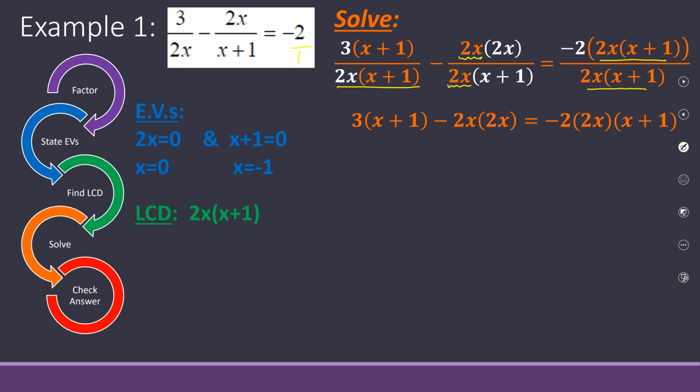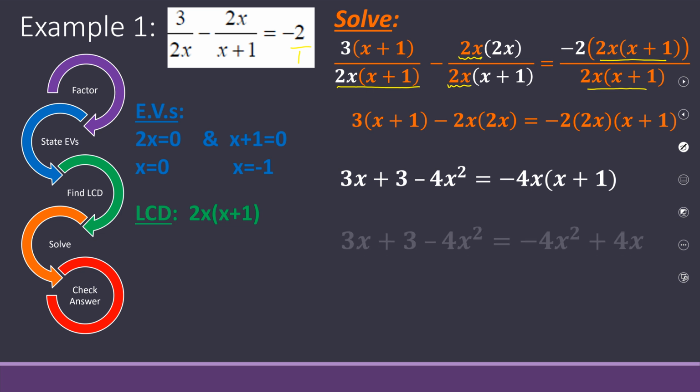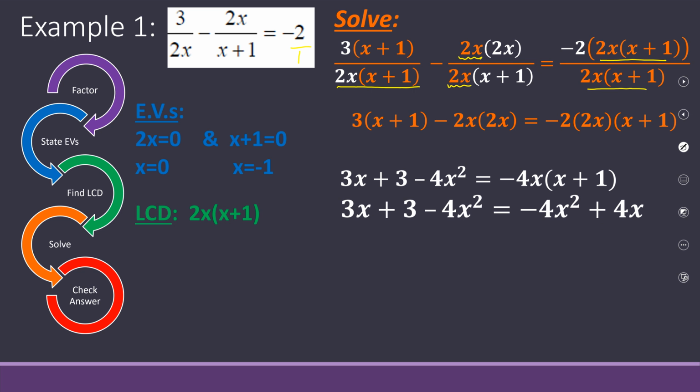So it's 3 multiplied by the quantity of x plus 1, and then minus 2x multiplied by 2x, and that equals negative 2 multiplied by 2x multiplied by x plus 1. So use your distributive property, combine all those terms, we'll get 3x plus 3 minus 4x squared. On the other side of the equation, we only have a negative 4x multiplied by the quantity. We're going to take it one more step. I think piece by piece on that one helps us get it correctly.